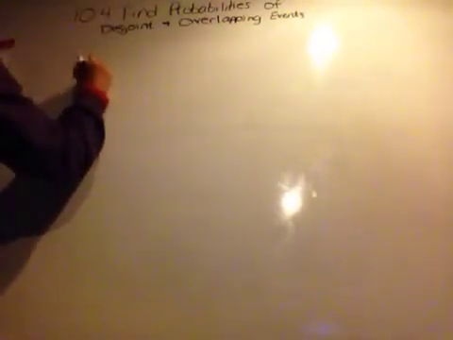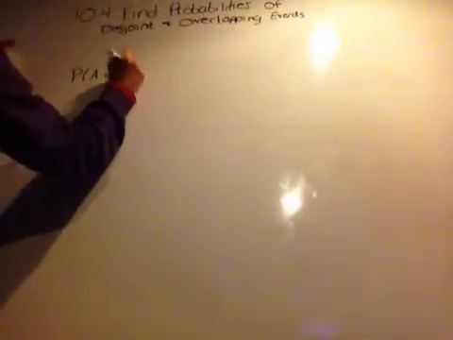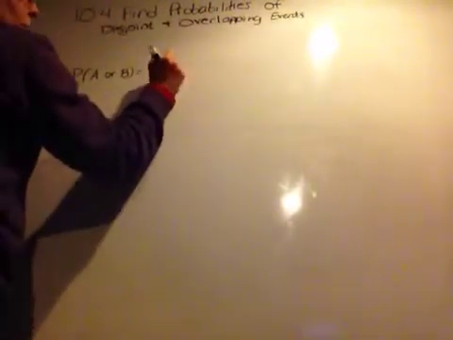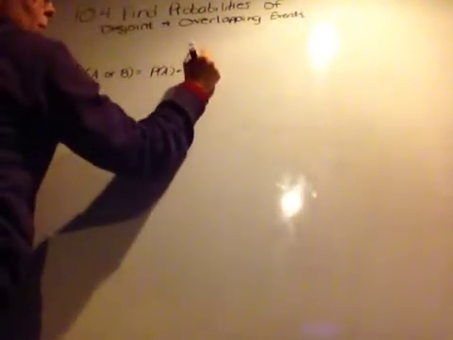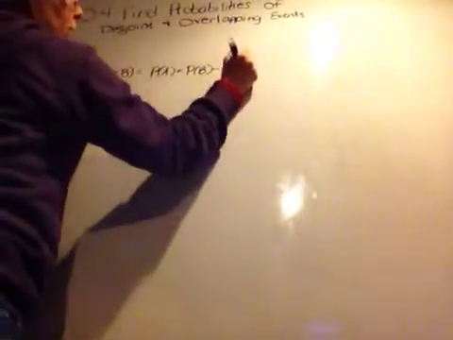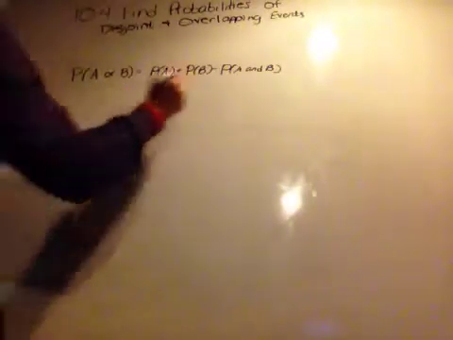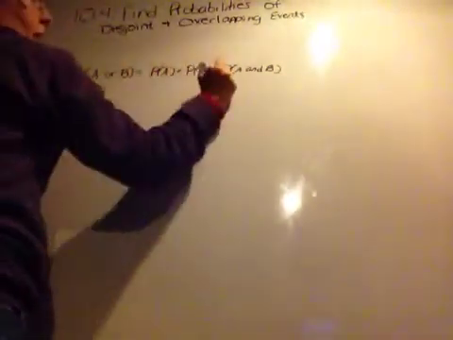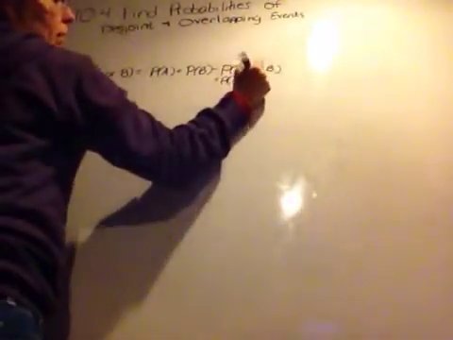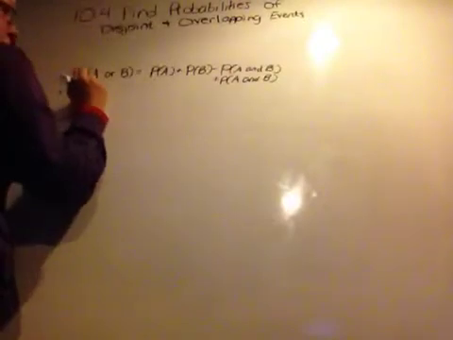So we know that the probability of A or B is equal to the probability of A plus the probability of B minus the probability of A and B. What we're going to do here is solve this for the probability of A and B first. So I'm going to add the probability of A and B to both sides, just like I would with numbers.